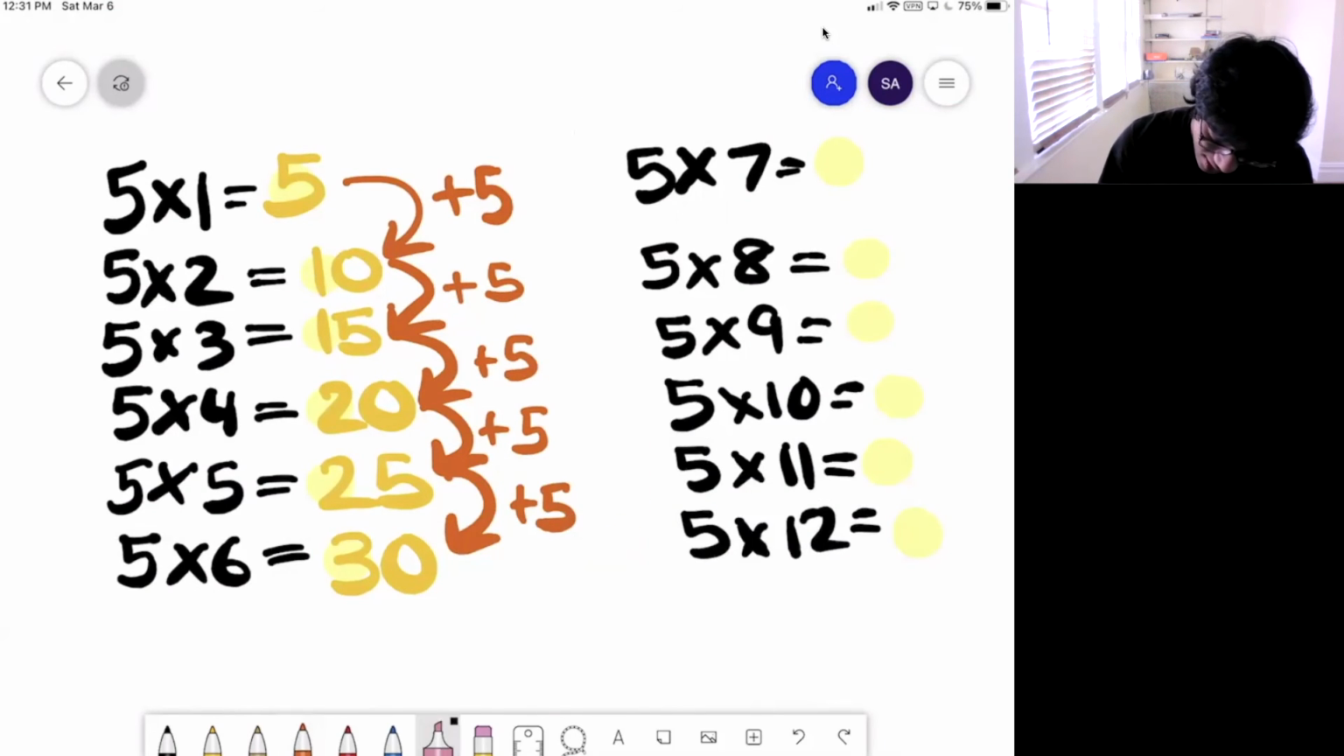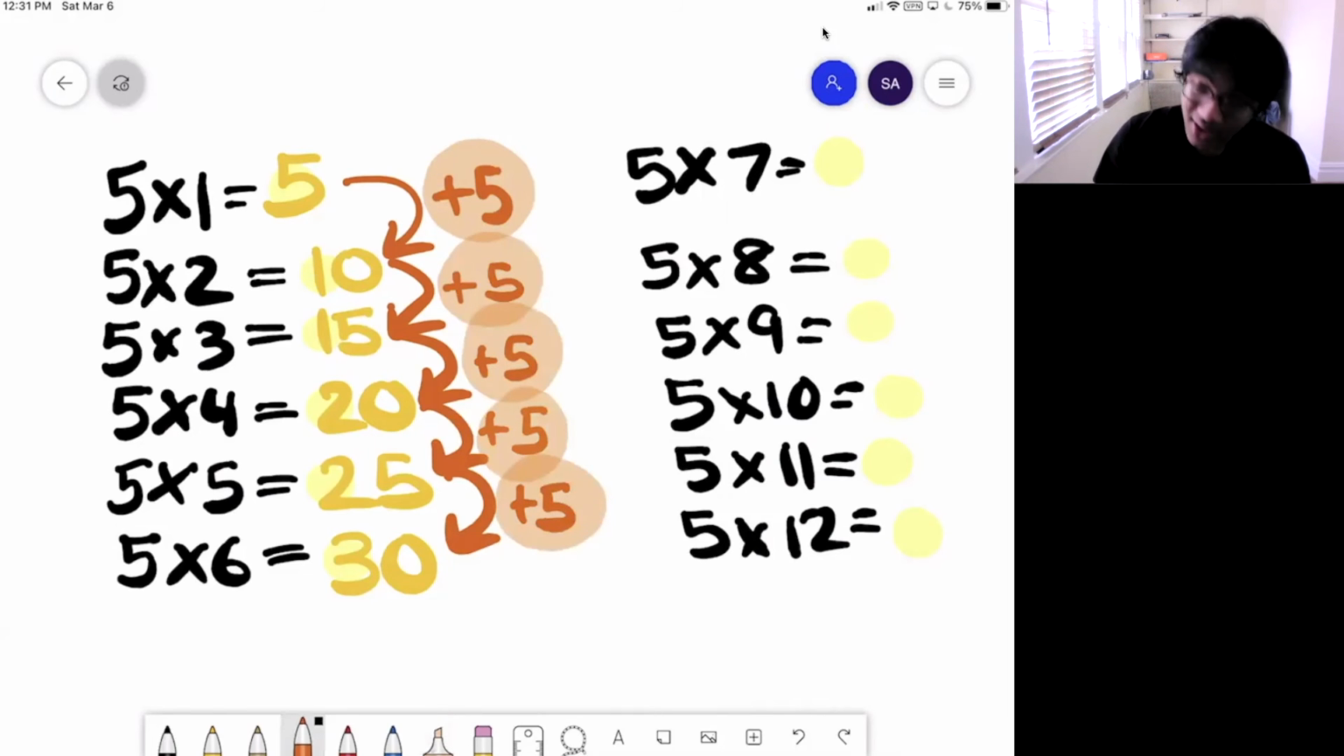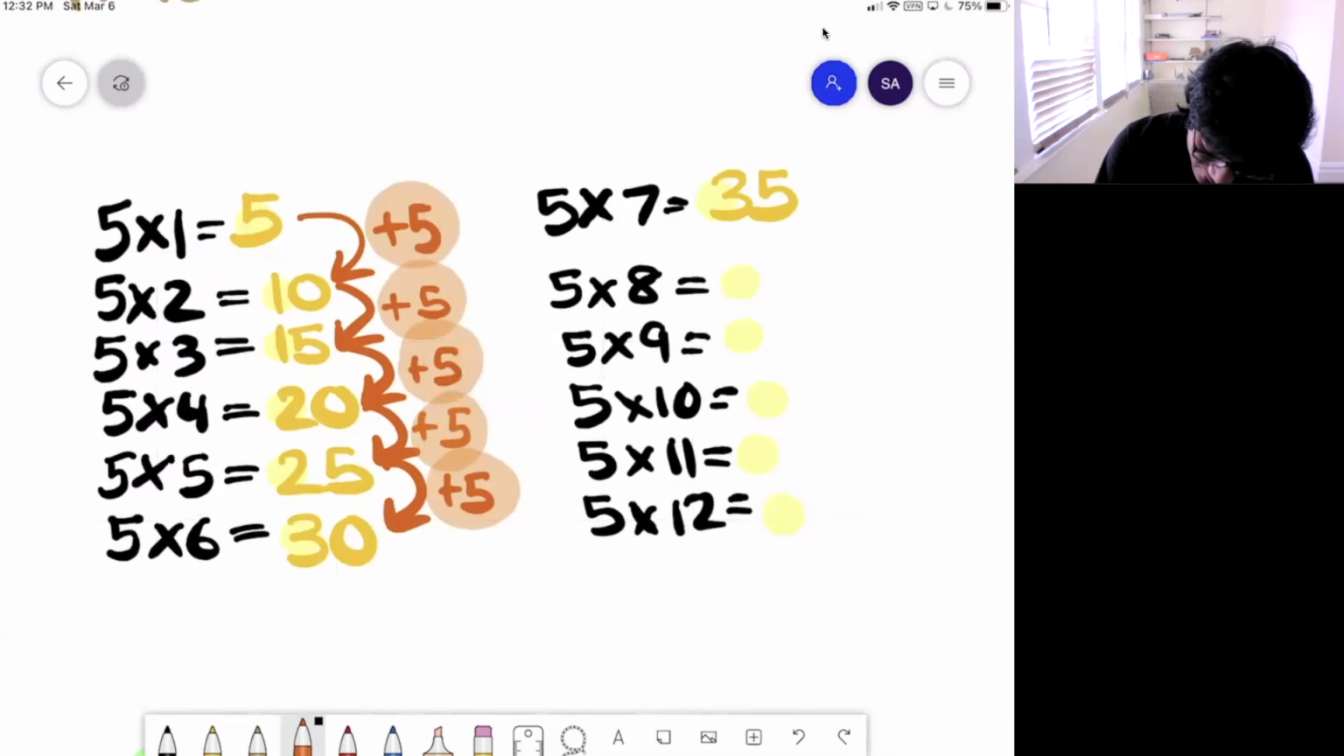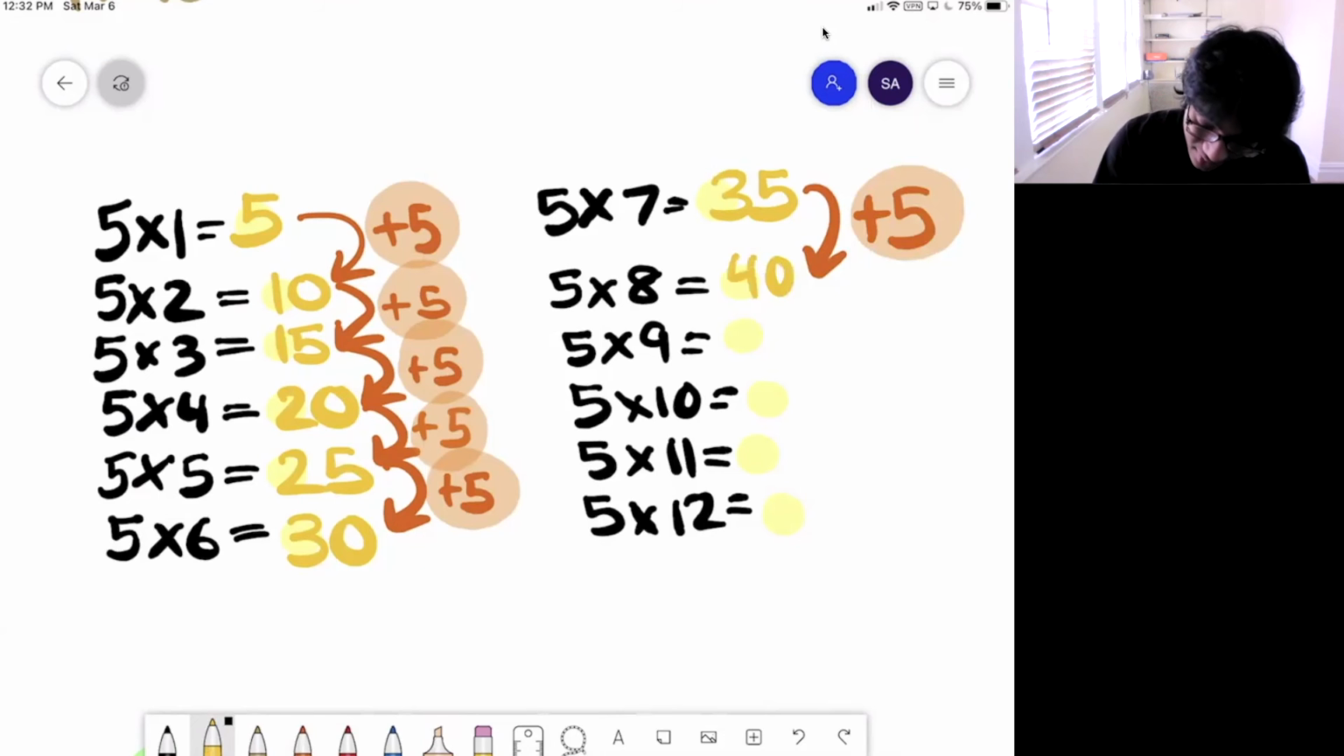So, to get from 30 to the next one, what do I need to add? Well, check it out. I've been adding the same thing every time. I've been adding 5, 5, 5, 5, 5. So the next one, I should probably add 5. So 30 plus 5 is going to give me the next one, 35. And same process: I'm going to add 5 to 35 to get the next one, right? 35 plus 5 is going to give me 40. You see the pattern? Add 5, you get the next one, right?